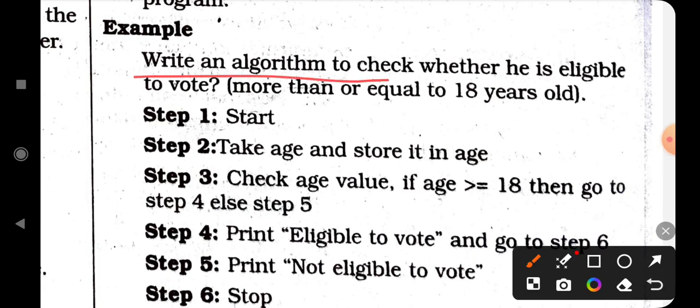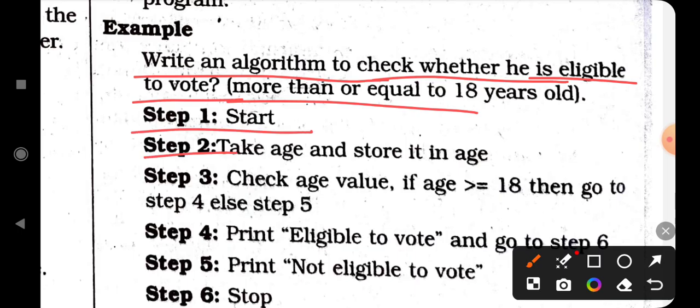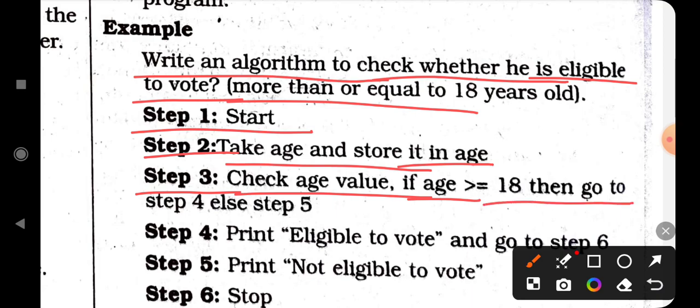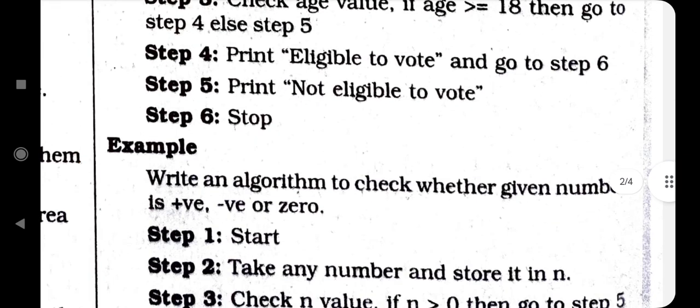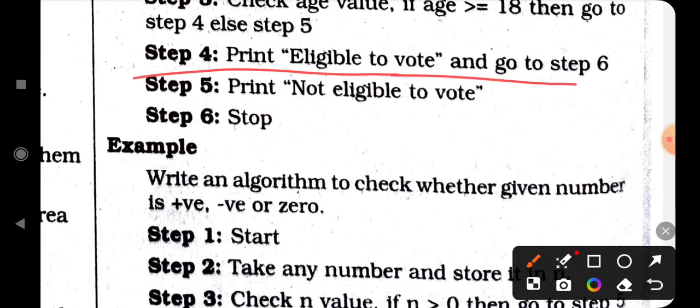Write an algorithm to check whether a person is eligible to vote, that is, greater than or equal to 18 years old. Step 1, start. Step 2, take age and store it in age. Step 3, check age value. If age is greater than or equal to 18, then go to step 4, else step 5. Step 4, print eligible to vote and go to step 6. Step 5, print not eligible to vote. Step 6, stop.